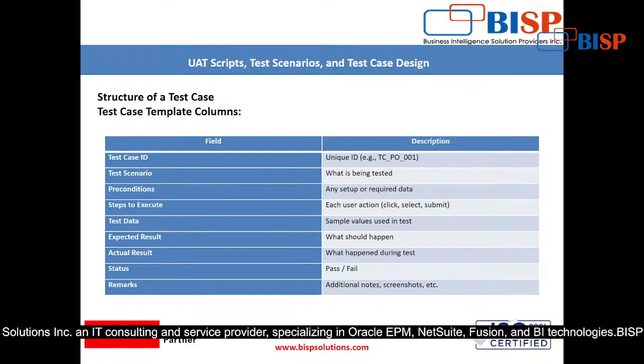Steps to execute: each user action. Click, select, submit. Then the test data. You will see here sample values used in the test. You need to have test data also. Expected results: what should happen? Actual result: what happened during the test. Status, either pass or fail, and the remarks: additional notes, screenshots, everything.